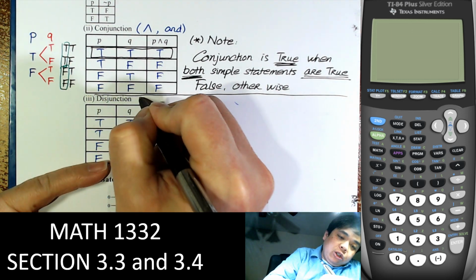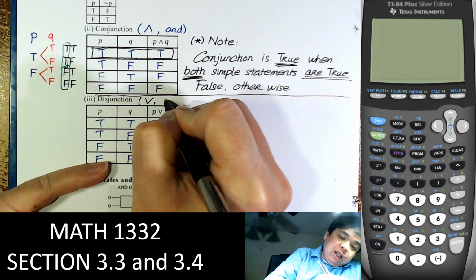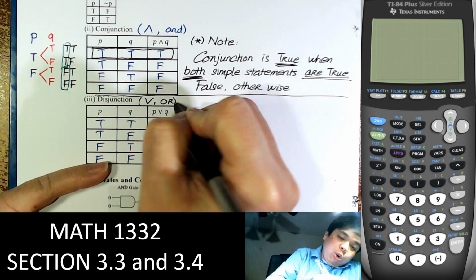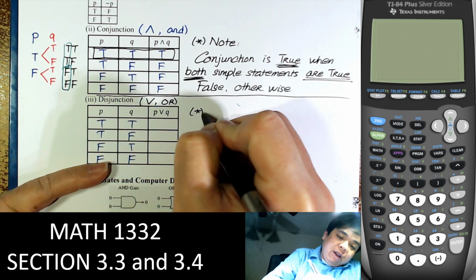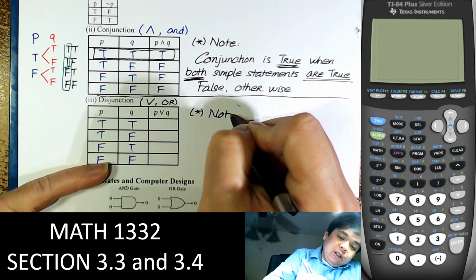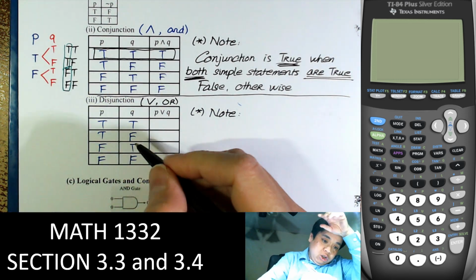Now disjunction is the V, keyword or. Now we have a similar thing here. Disjunction is false.